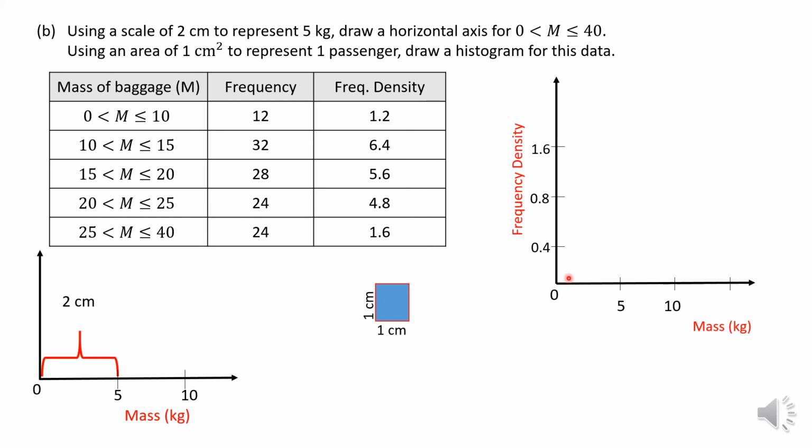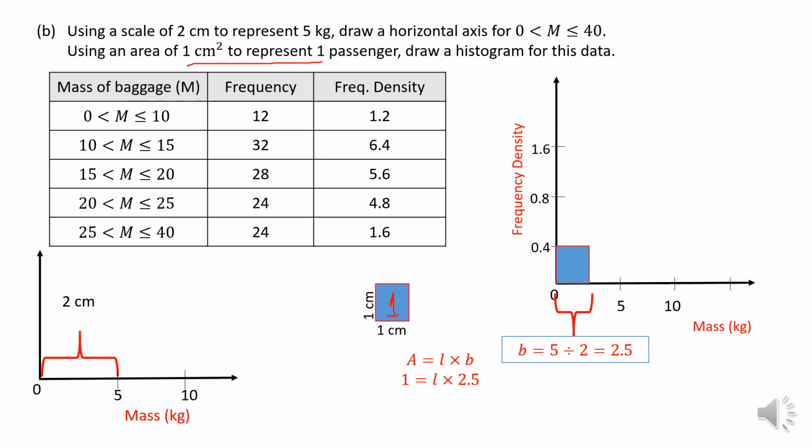So how do I find the 0.4 that you see here? I'm starting from 0.4, 0.8, and so on. Remember, it's supposed to be 1 centimeter by 1 centimeter. But now, 0 to 5 is 2 centimeters, so half of that is 2.5. That is why I have this particular distance as 2.5 here. So one person is represented by that 1 square centimeter.